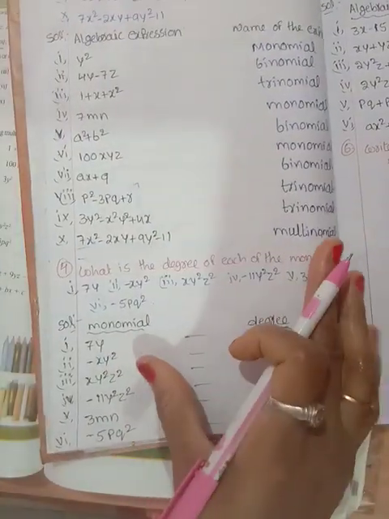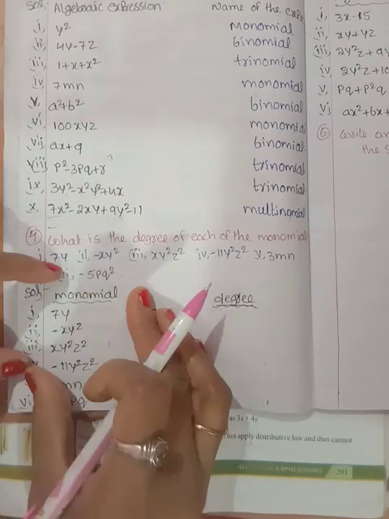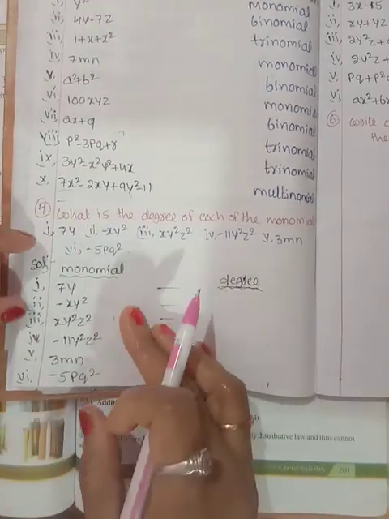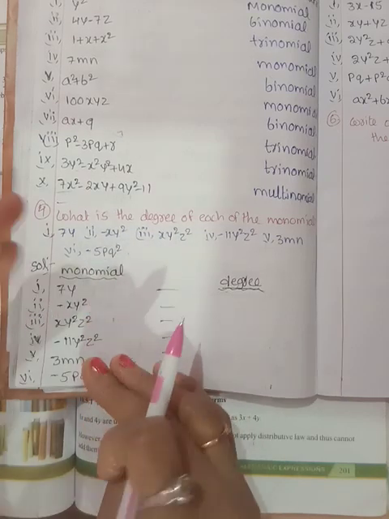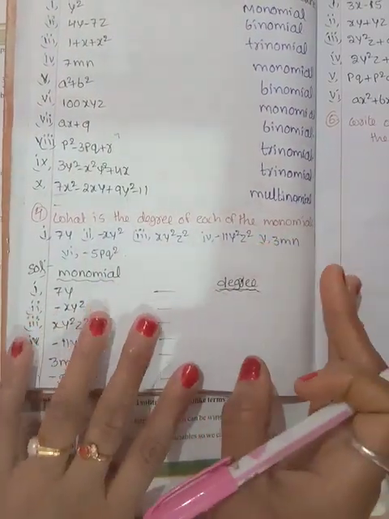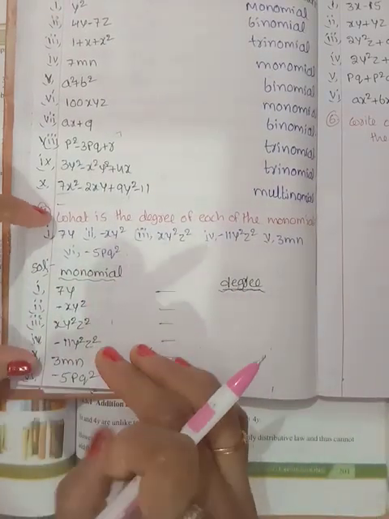You can understand neatly, Gagan sir. Write it in your notebook only. What is the degree of those monomials? Here, this side are the solutions. You can write down the solutions, all six problems. The left side is the monomials and the right side is the degree only. What is the degree of this one? One by one, you can write down, Gagan Sai.